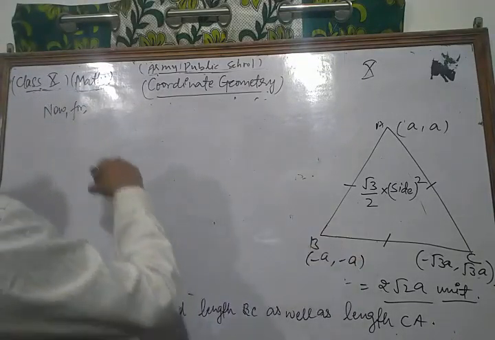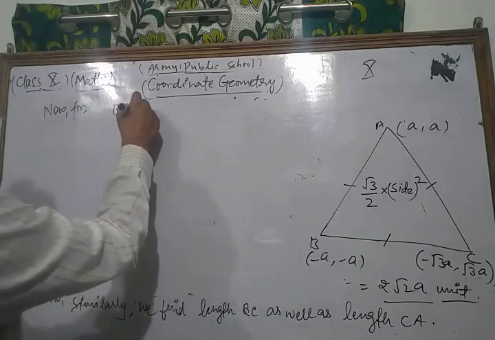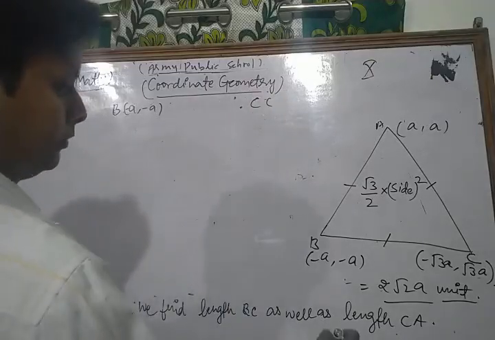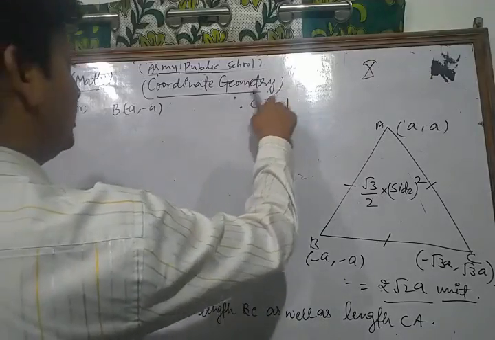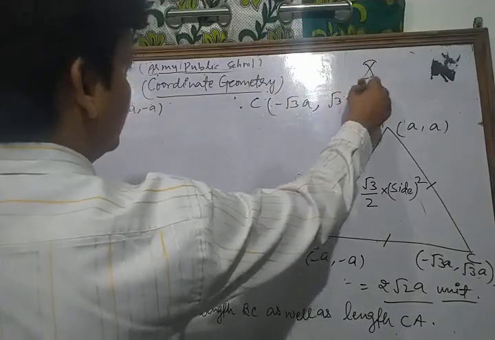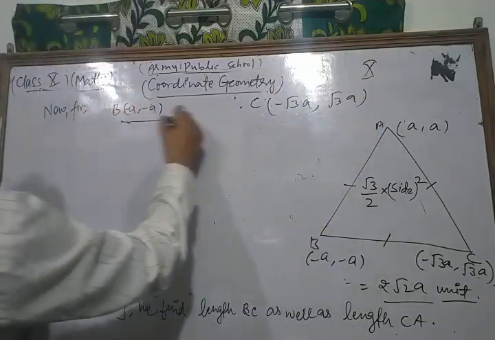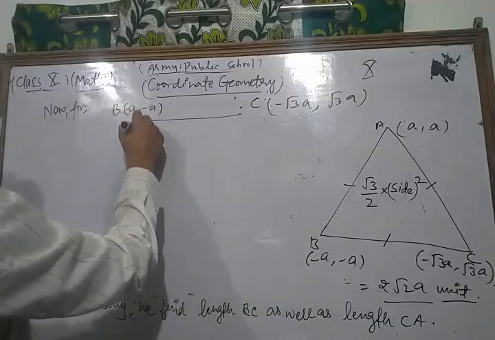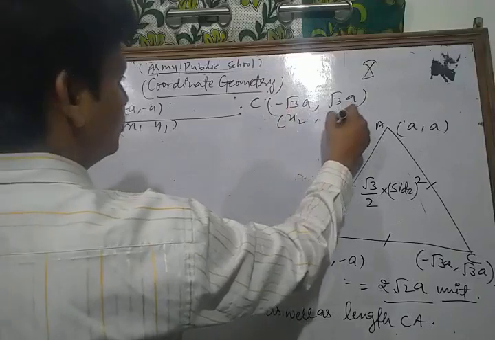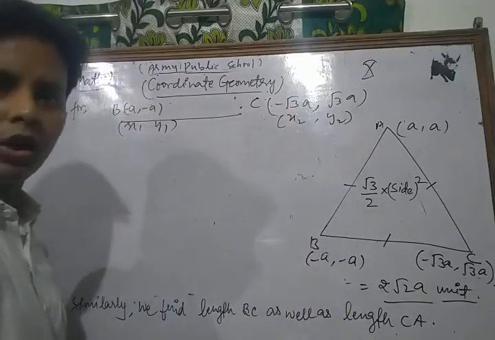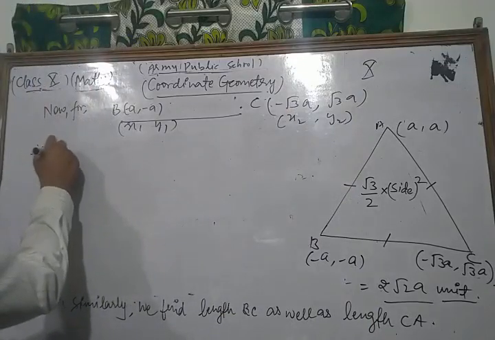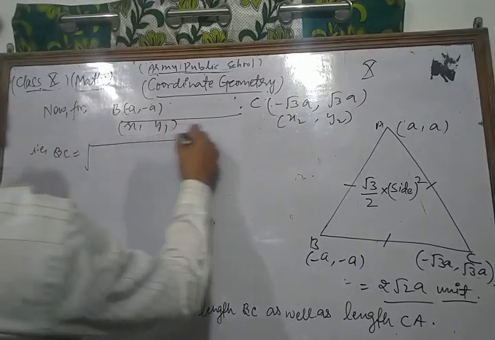Now for length BC, the coordinate of B is (-a, -a), and the coordinate of C is (-√3a, √3a). Now let's see, this is BC. We take x1, y1 and x2, y2. Now what do we find? We find length BC.